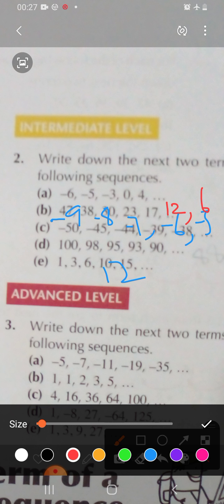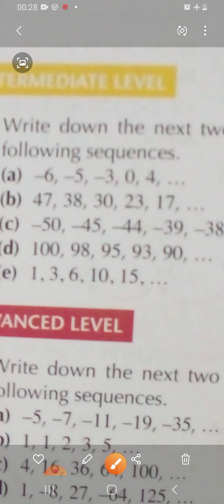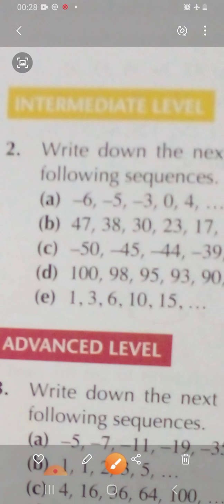So what's happening in this sequence is minus 9, minus 8, minus 7, minus 6, then minus 5, and to get the next numbers we have to subtract 4, then 3, then 2, then 1. In this way the sequence will continue. And now here it is part C.